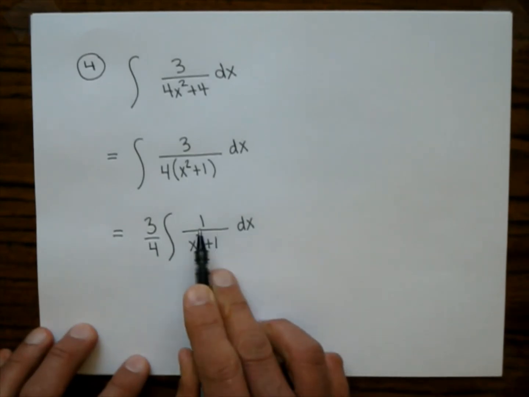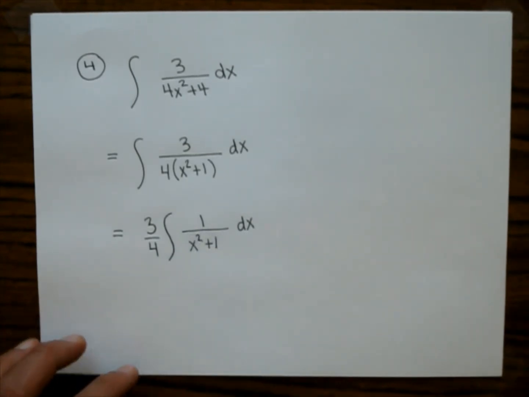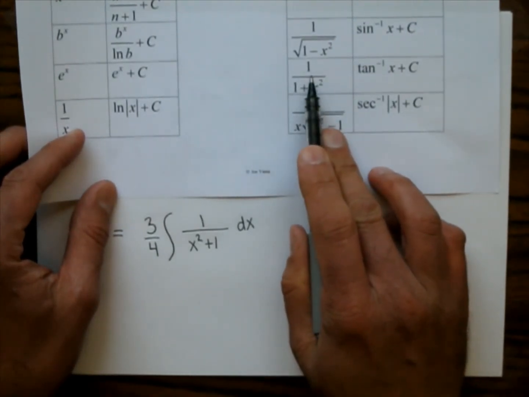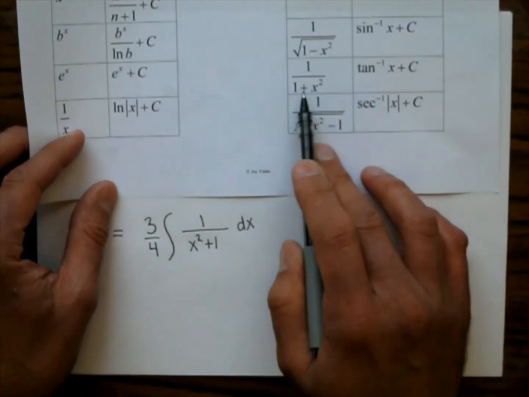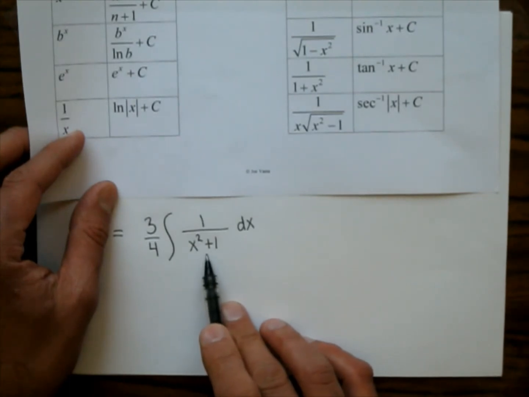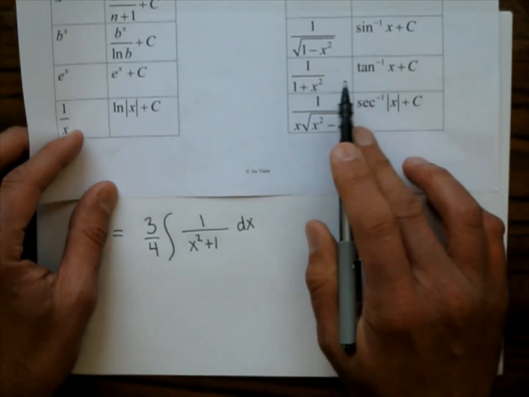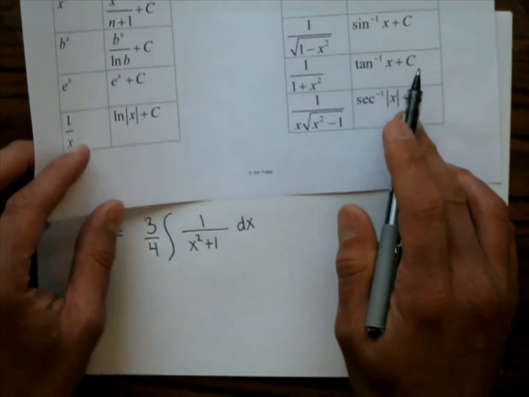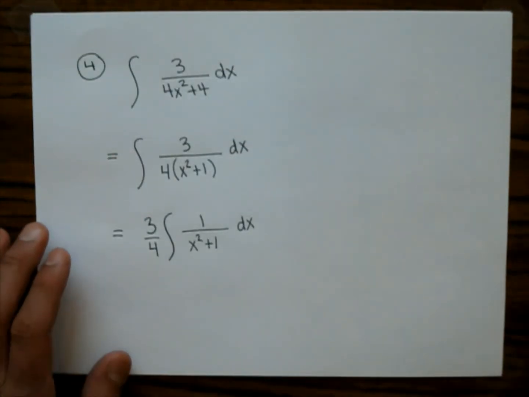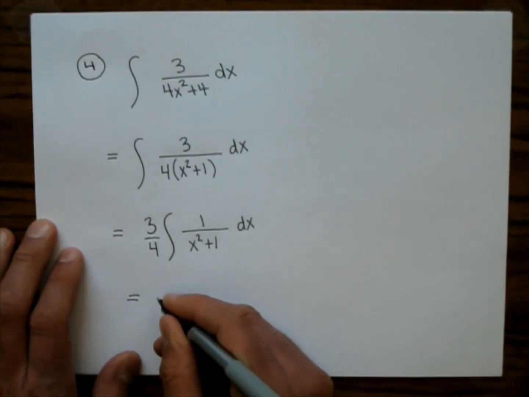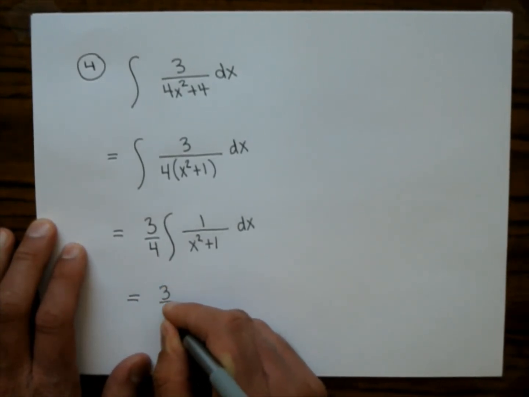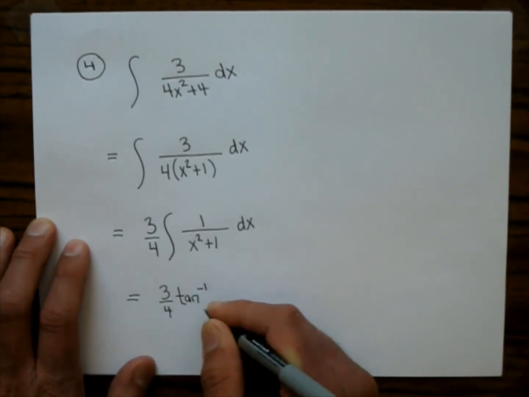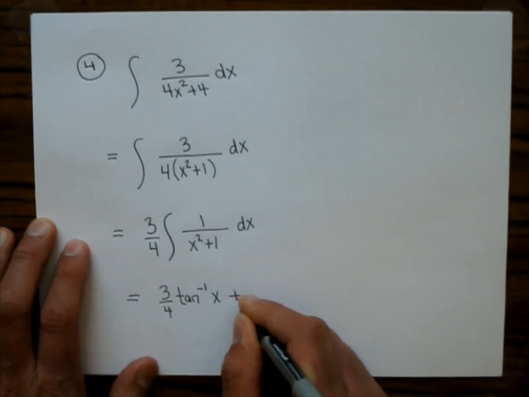Some books will sometimes put the dx on top of the fraction. And then look at that. That is the one that's on the sheet. It says 1 over, oh, you might say, oh, it's not, but you can rearrange the bottom, the denominator. And so the integral of 1 over x squared plus 1 is the tangent inverse x. And don't forget the 3/4 or the plus c at the end. So this is 3/4 tangent inverse x plus c.